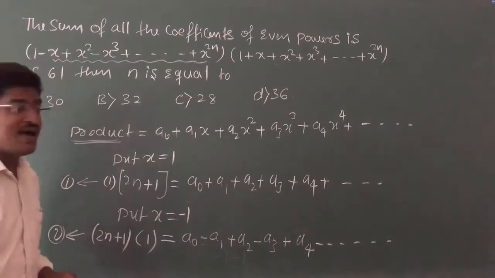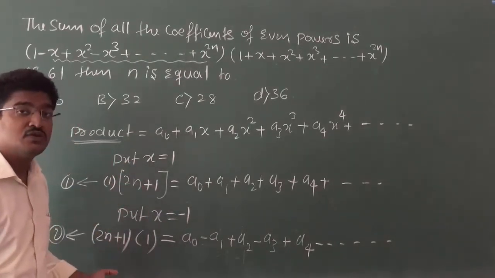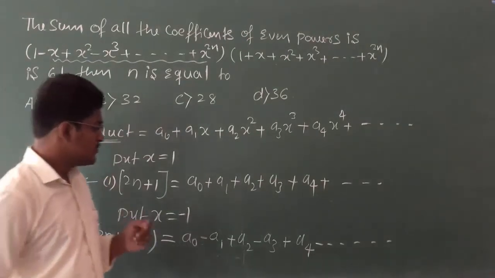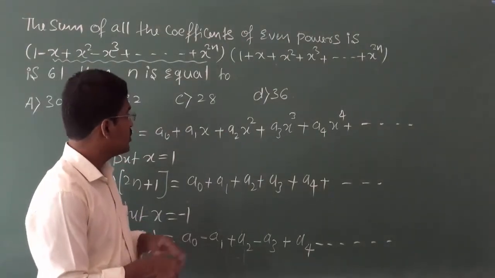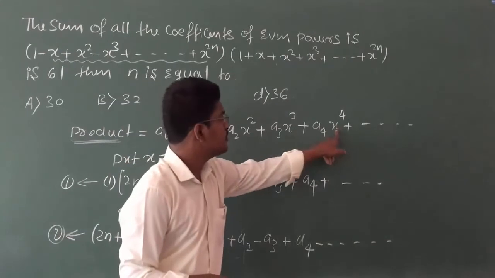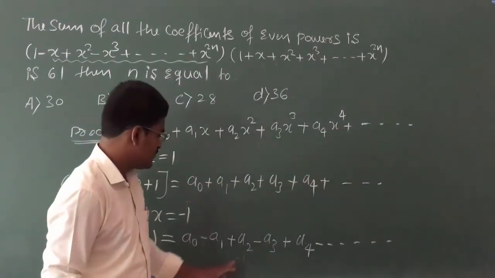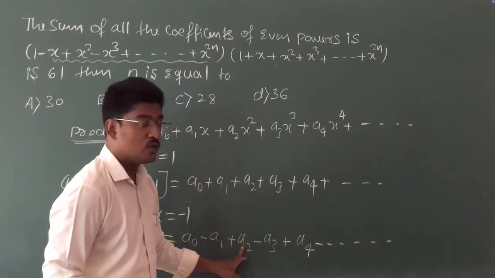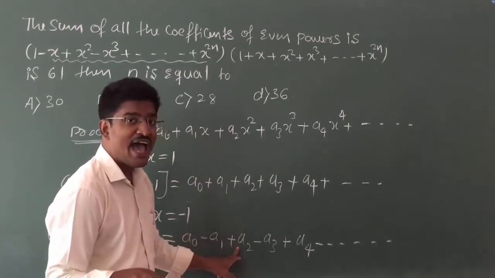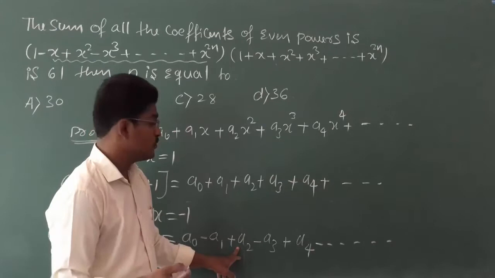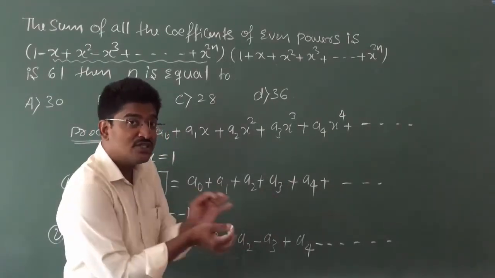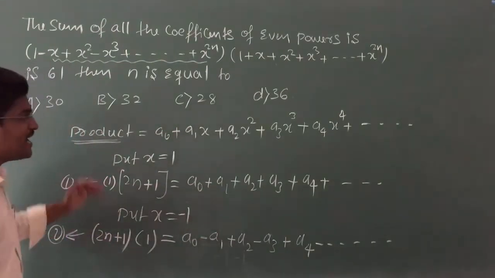What will I do? I will add these two equations. Why will I add them? Because I need even coefficients. What are the even coefficients? x square is 2, x to the power of 4 is 4. So if I see the x square coefficient, here it is a2, here it is plus a2. If I add, I will get 2 times a2, no problem. See here, plus a3 minus a3 will get cancelled. Because of that reason, I will add these two equations.